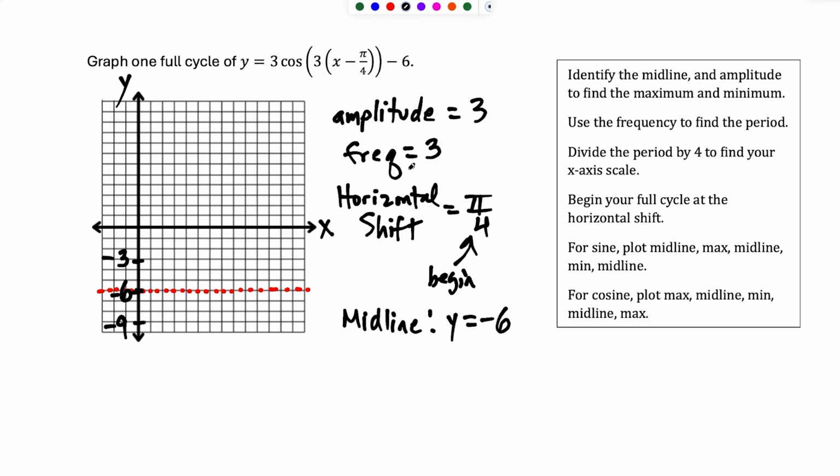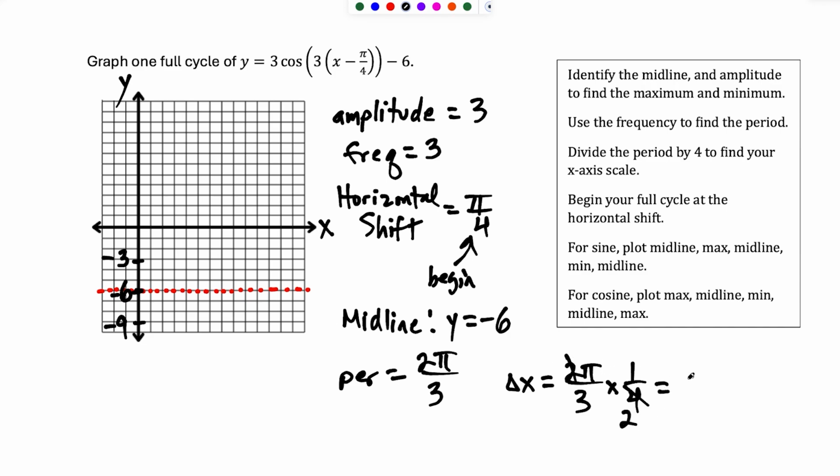And then from here, we could use the frequency to find the period. So remember, the period is equal to 2 pi divided by the frequency, which is 3. And what this will tell us next, if we divide the period by 4, is what to count by. So we're going to go 2 pi over 3 divided by 4. And if I want to divide by 4, I could also just multiply by 1/4. So 2 over 4, let me just simplify this. 2 over 4 reduces to a half. And then I get pi times 1 is pi, over 3 times 2 is 6. So we're going to be counting by pi over 6s.